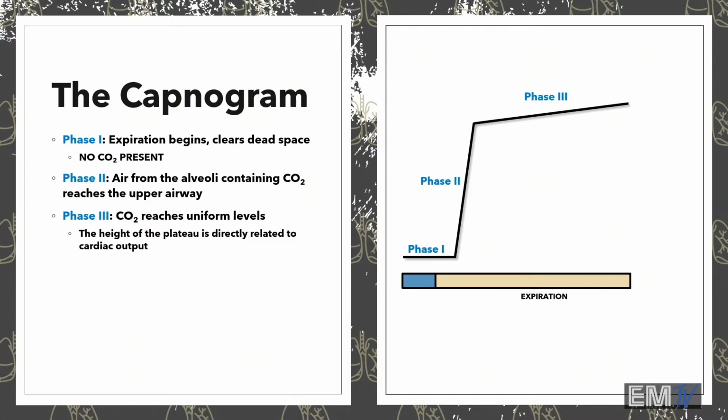It's important to note the height of the phase 3 wave is directly correlated to cardiac output and metabolic processes occurring in the body at the time. As this phase 3 wave reaches its crescendo, its peak, this is where we measure an end tidal CO2 value. So again, remember our normal values here are between 35 and 45 millimeters of mercury, and this is where we would get that number from, the very top of the wave.